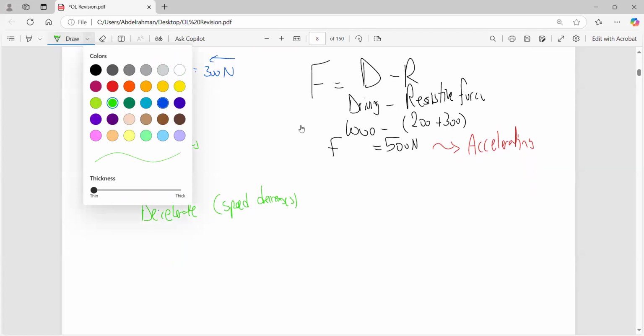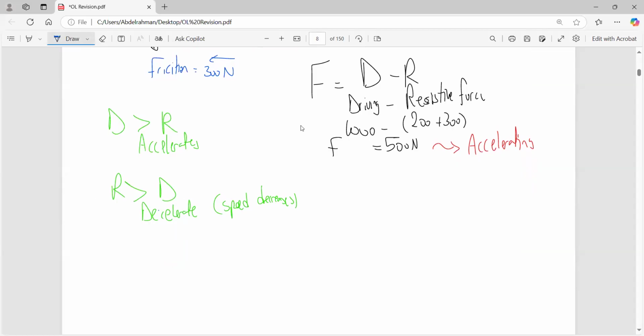What about if you have driving force equal to the resisting force? If you have the driving force equal to the resisting force, then the car is moving at a constant speed. When would the car be moving at a constant speed? If the driving force is equal to the resisting forces. Constant speed means that you have zero acceleration. Zero acceleration, constant speed, driving force equals the resisting forces.